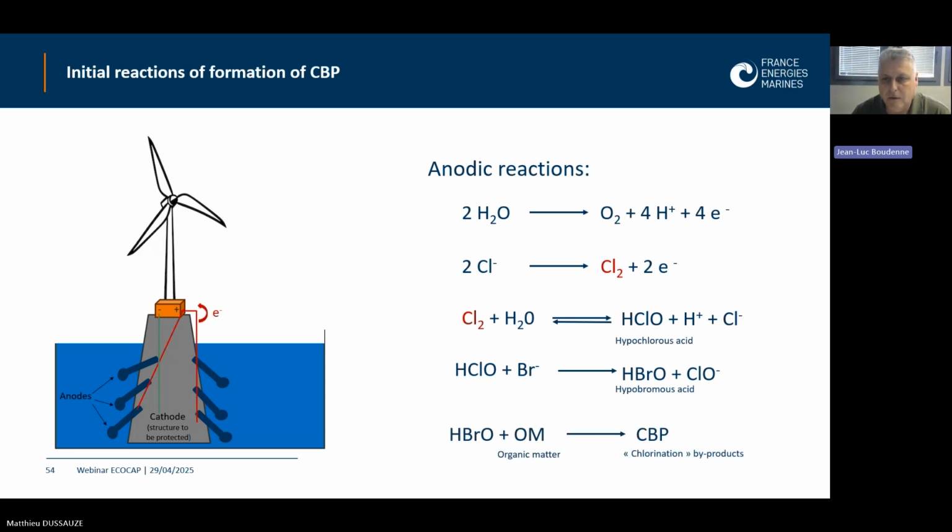The next reaction shows that hypobromous acid is a very reactive oxidizing agent, which is able to react with organic matter, natural organic matter or anthropogenic organic matter, to form the misnamed chlorination byproducts, as these byproducts are mainly brominated byproducts.